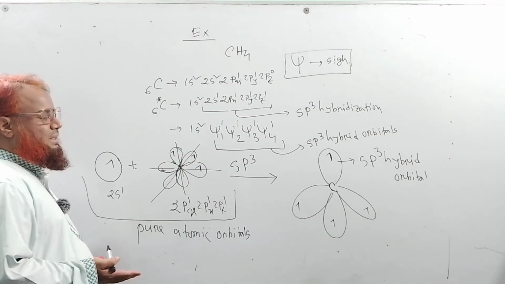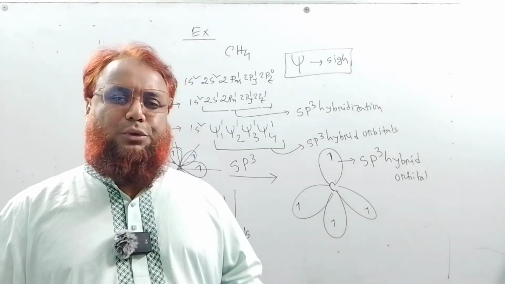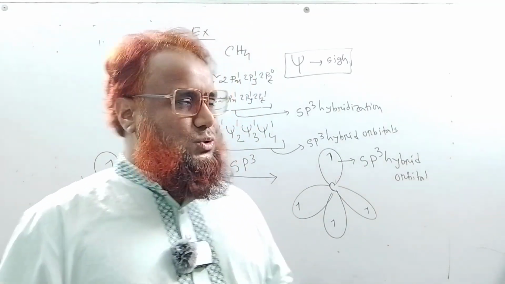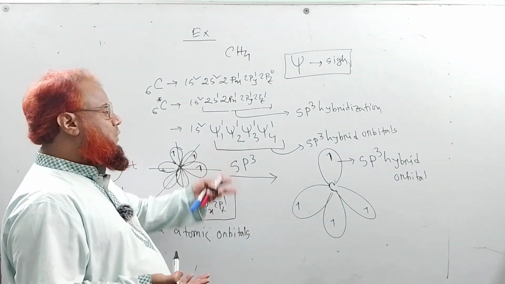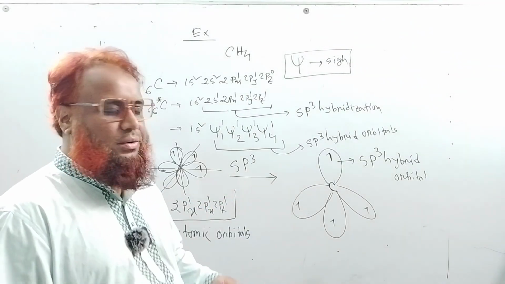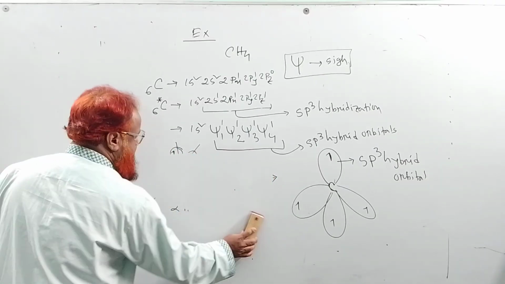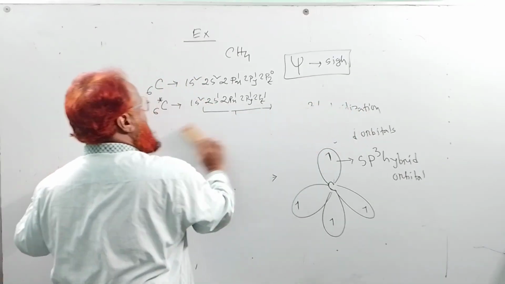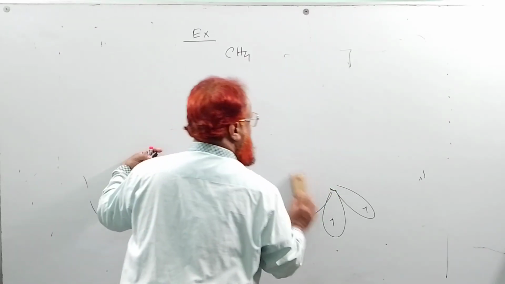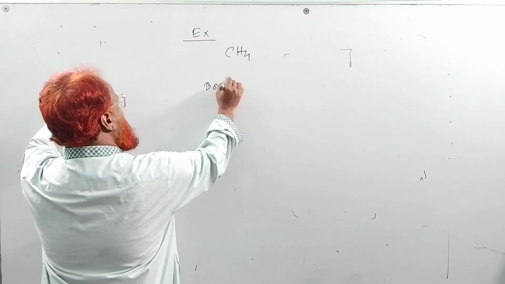Now, this carbon is ready with its unpaired electron in each hybrid orbital for bond formation with the other atom. For example, we have taken methane, that is why here we will show the bond formation of carbon with the other element, hydrogen. Okay. Now, we will draw the diagram of bond formation.